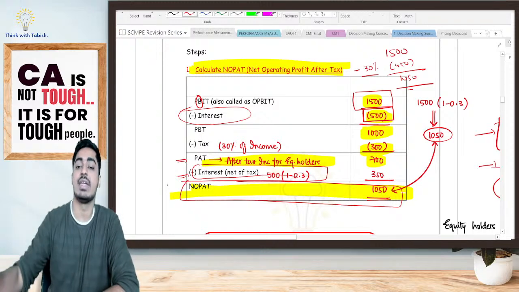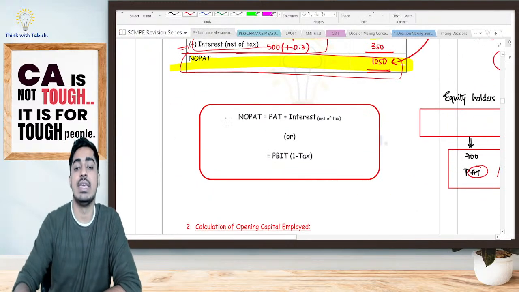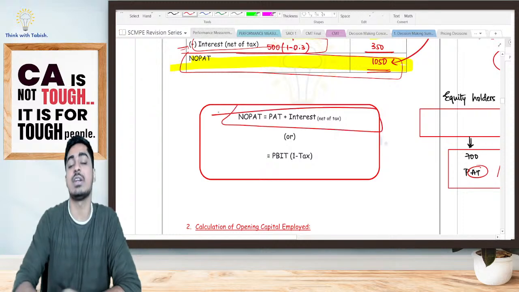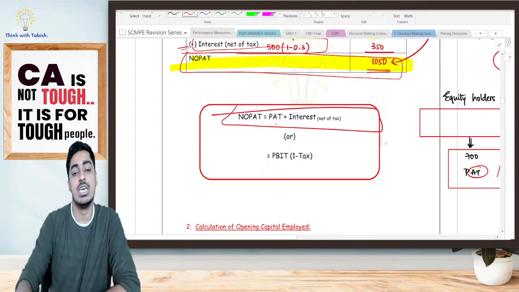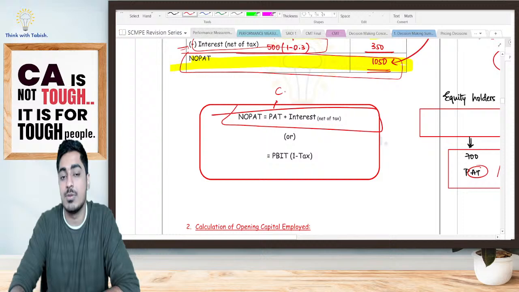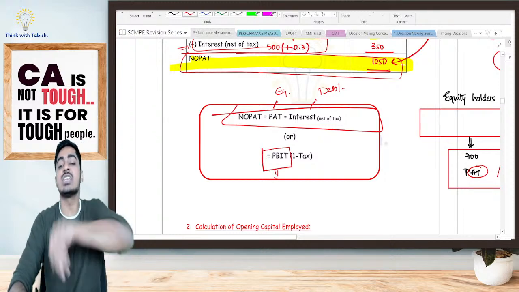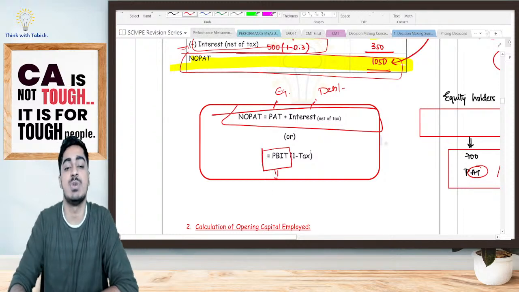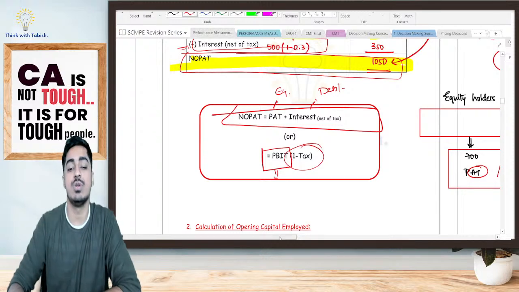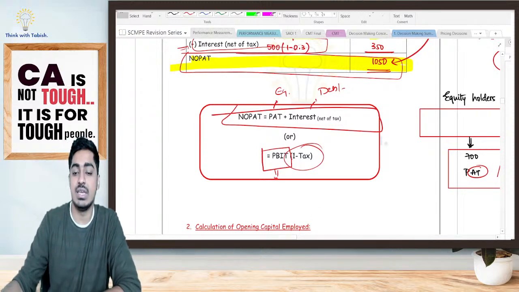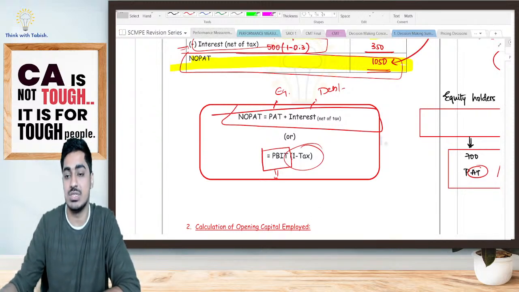This is my NOPAT. I have two formulas for NOPAT. Either I can say it is my profit after tax plus interest into 1 minus tax. PAT is my after tax profit for my equity holders, and this is my after tax profit for my debt holders. Or else I can say, what is my before tax profit for my equity as well as debt holders? That is my PBIT. Reduce your tax, and you will get your NOPAT. Is it clear, everyone? Should we continue, my dear students?